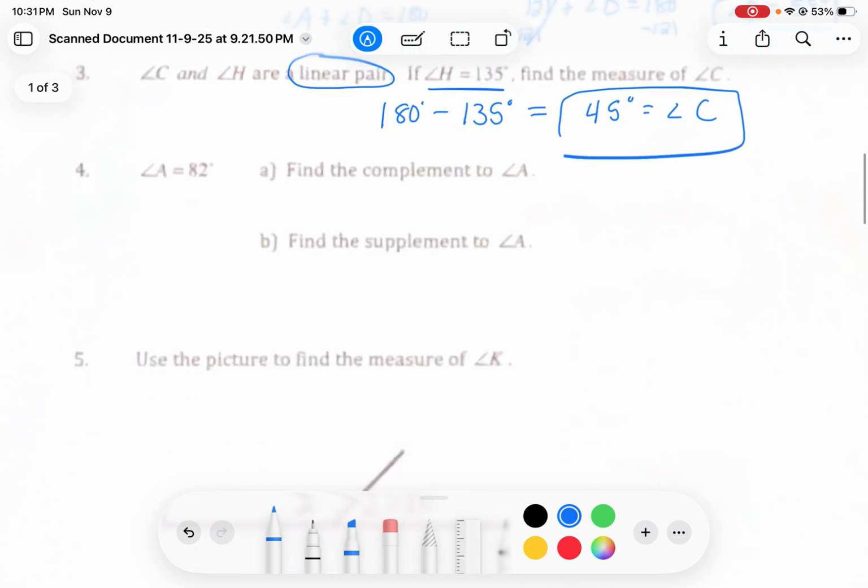Okay. Example 4. If angle A is 82 degrees, and they want you to find the complement to angle A. Complementary and complement kind of mean the same thing. What is going to add up to 90 degrees with 82 degrees? So the complement is going to be 8 degrees, because 8 plus 82 equals 90.